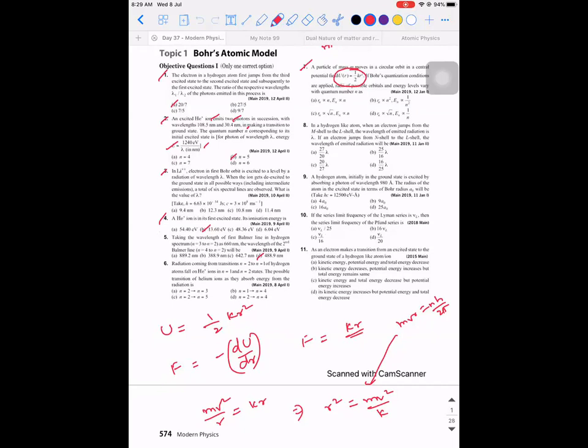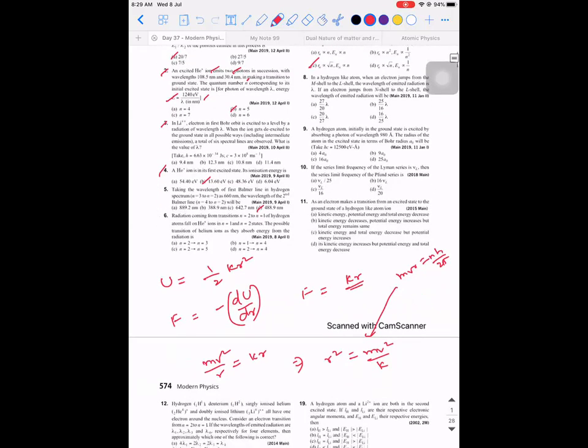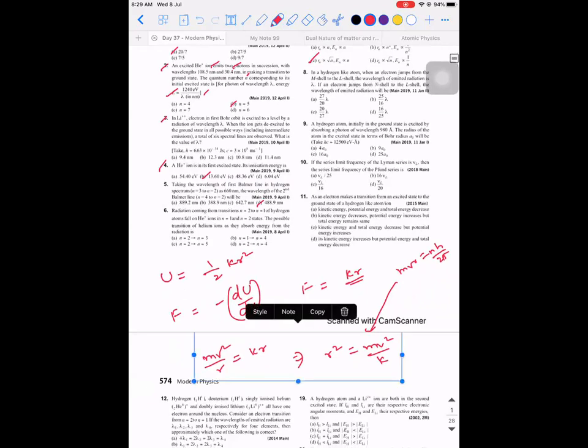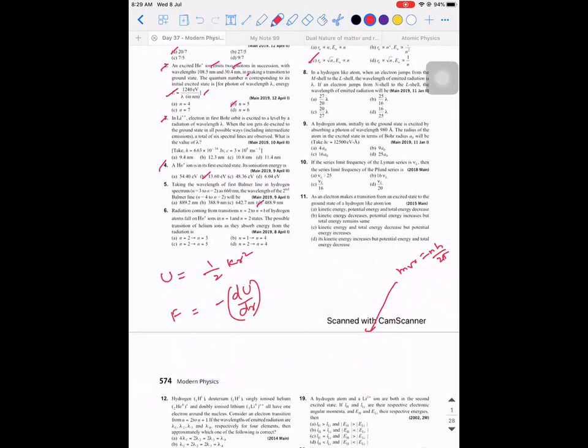Sir, option C, please. See here. E. Next. Do the next one.